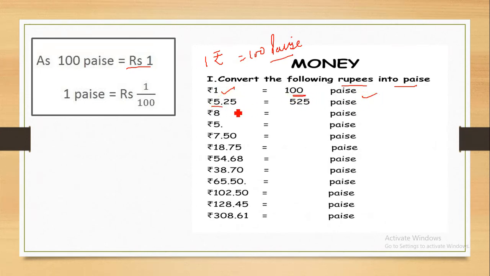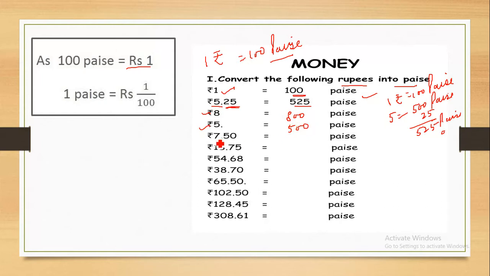If we have rupee 5 and 25 paisa, how will you get to know that it will come to 525? So rupee 5, if 1 rupee is 100 paise, right? So 5 rupees will be 500 paise, and the additional paise given is 25, so that will come to 525 paise. That way you can do rupee 8, that will come 800 paise, rupee 5, that will come 500 paise, rupee 7 and 50 paisa extra, so that will come 750 paise. That way you can do.